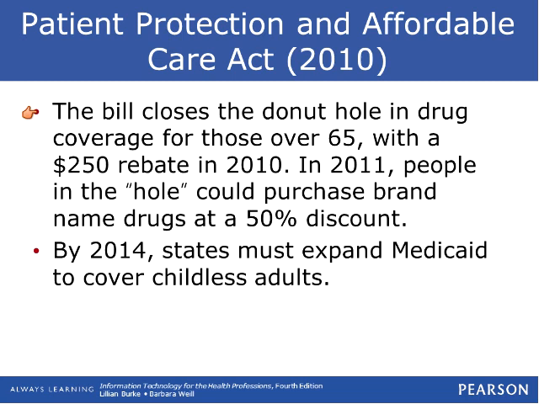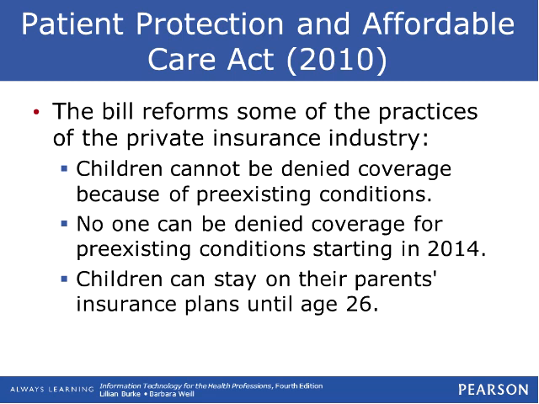The bill closes the donut hole in drug coverage for those over 65 with a $250 rebate in 2010. In 2011, people in the hole could purchase brand name drugs at 50% discount. In 2014, states must expand Medicaid to cover childless adults. So that's the other issue that we're talking about. In 2014, we had to do that.